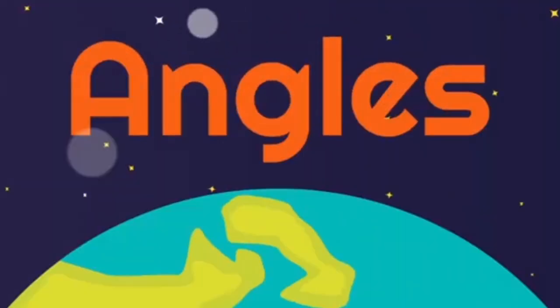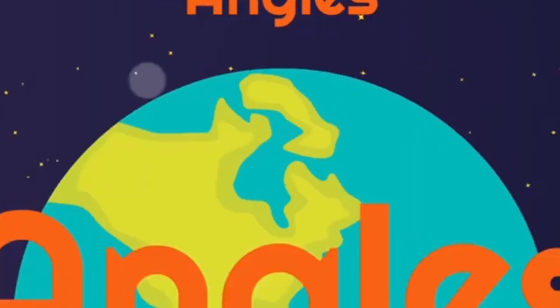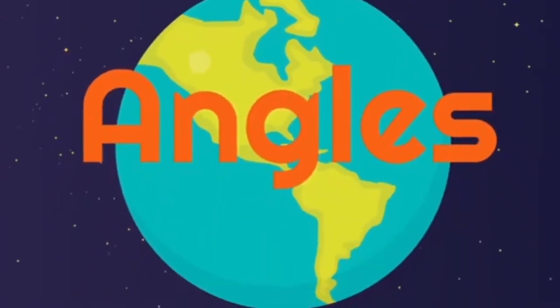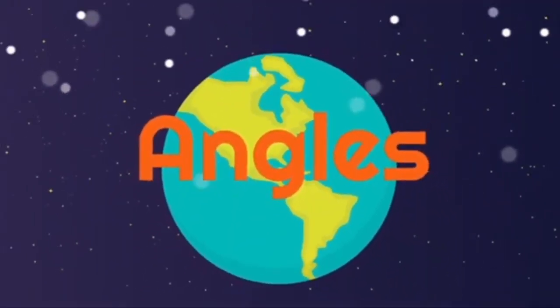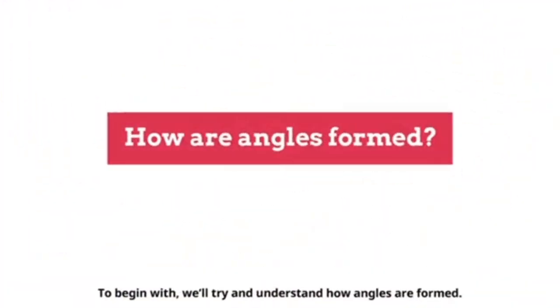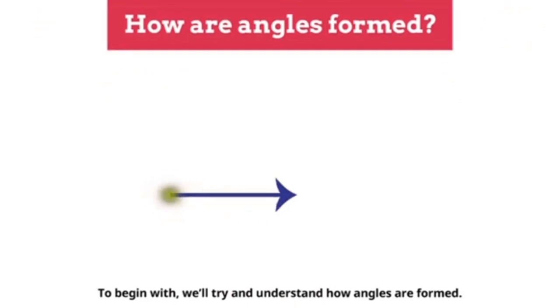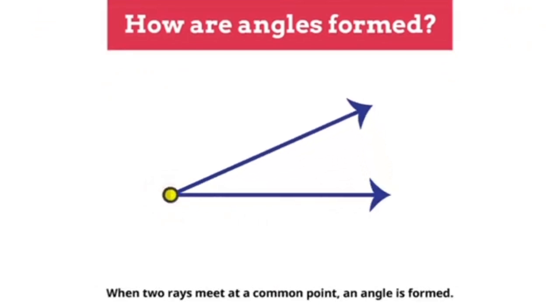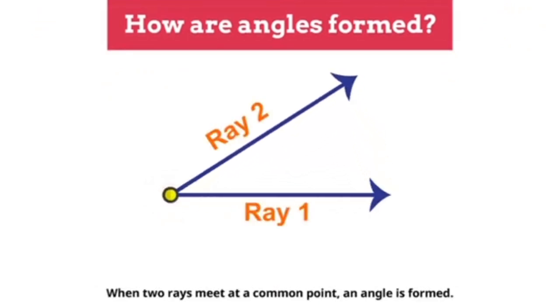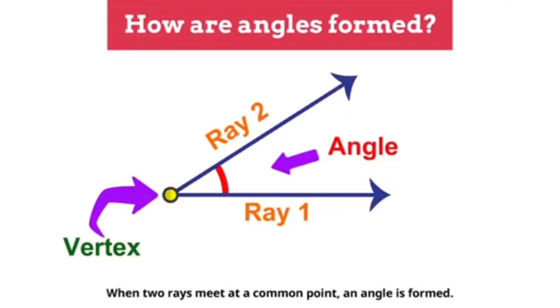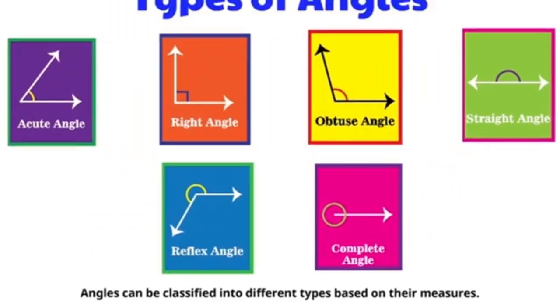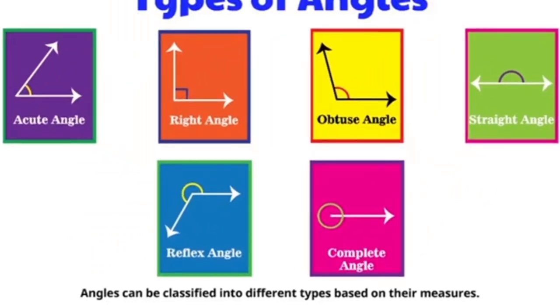To begin with, we will try and understand how angles are formed. When two rays meet at a common point, an angle is formed. First ray and second ray. Angles can be classified into different types based on their measures. So, types of angles. Classifying angles.